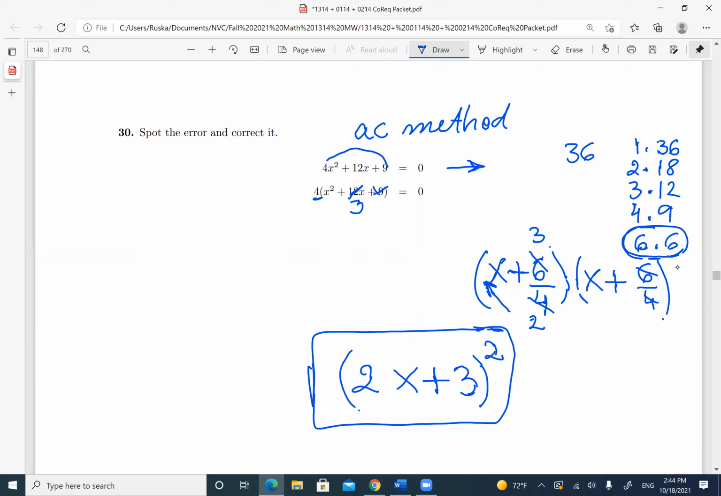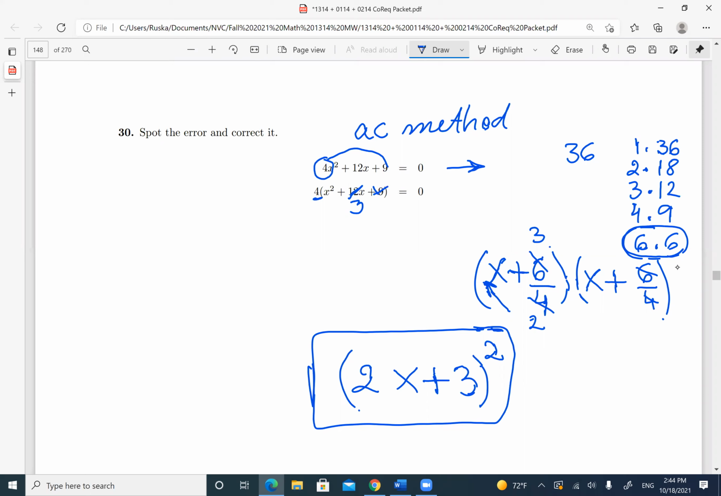Don't just factor out 4, because 12 and 9 don't have 4 in common. I mean, 12 has, but not 9. You need to do the AC method. You multiply A and C, which is 4 times 9 is 36. And then get the factors of 36, which add up to 12. And then those two magic numbers, you put x next to them, but you also divide by 4 because you multiplied by 4. So you're going to divide these numbers by 4. And then you're going to reduce and you're going to get your factored form.